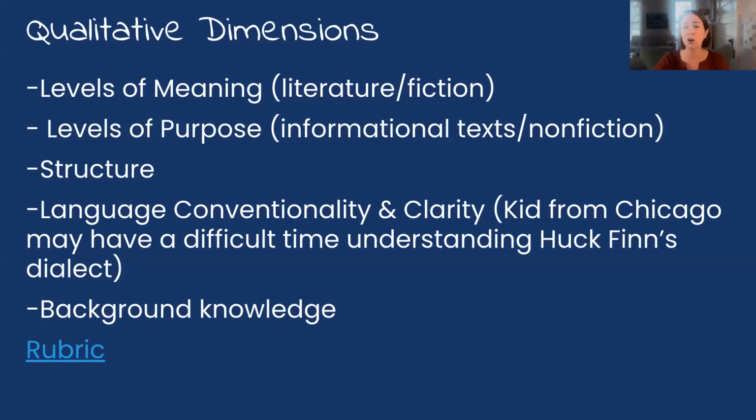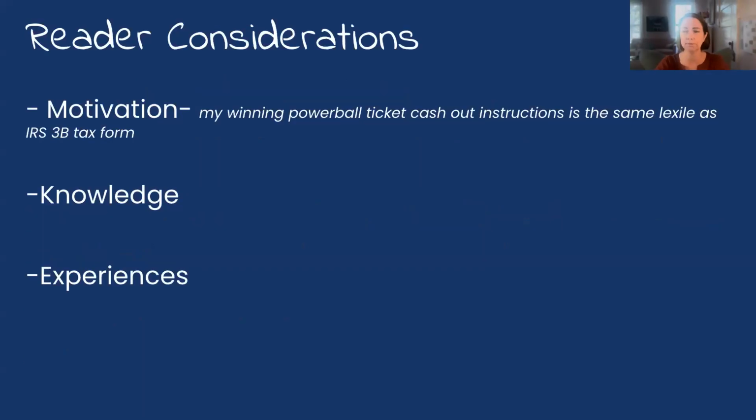So a kid from Chicago might have a difficult time understanding Huck Finn's dialect. So that's a qualitative dimension. Having background knowledge is really important. It's really everything that's not on the page in print. It's the reading between the lines, that qualitative dimension.